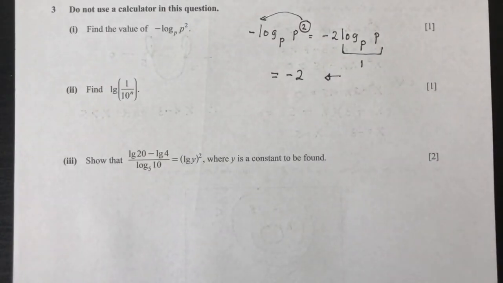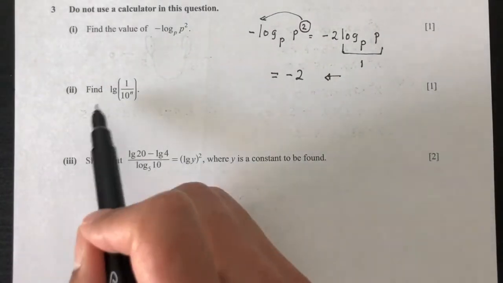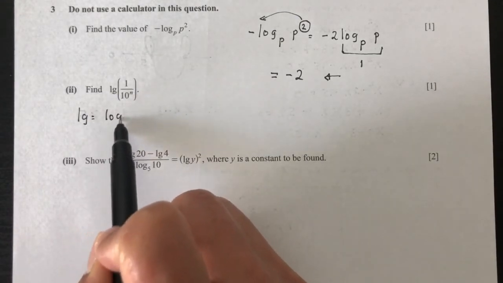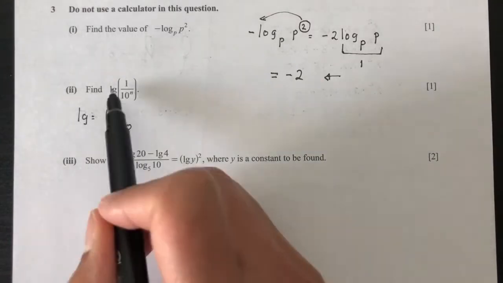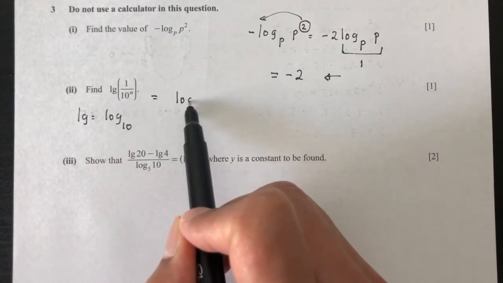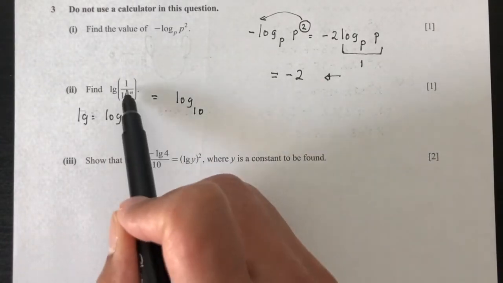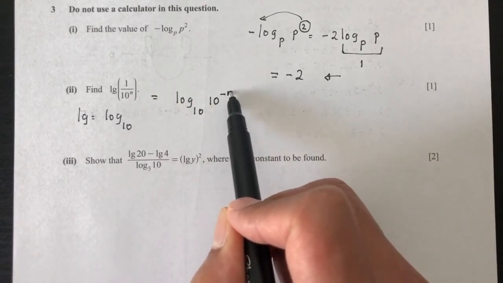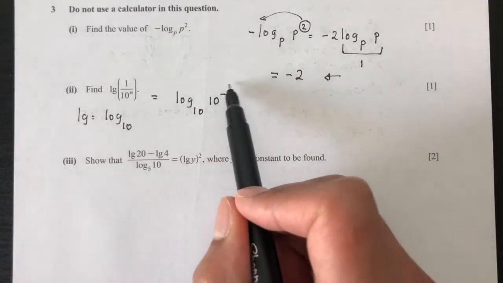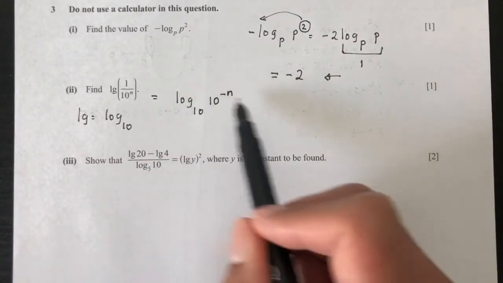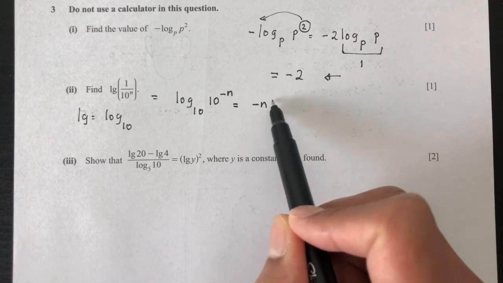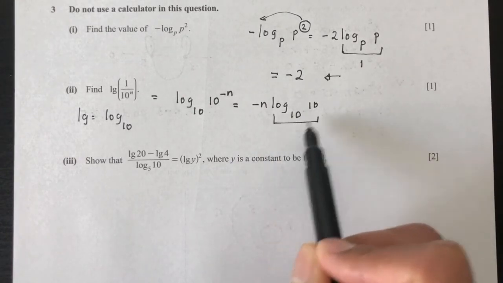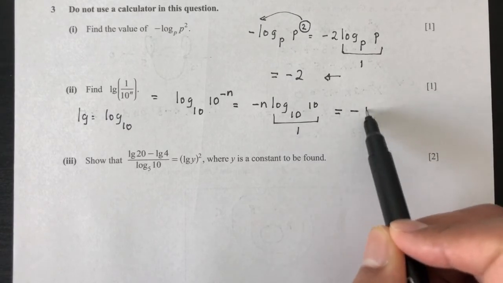Now for part 2, find this one. First thing for you to know is what is lg? Lg is just log of base 10. So this is equal to log of base 10. When you say 1 over 10 to the n, it is just 10 to the minus n. When you send this up, as you can see here, we have a power. We can send this to the front. You will have minus n log 10 to the base 10, and this will be 1. Your answer will be minus n.